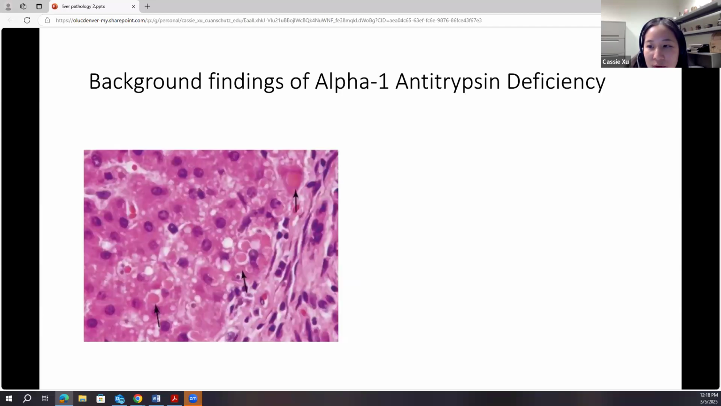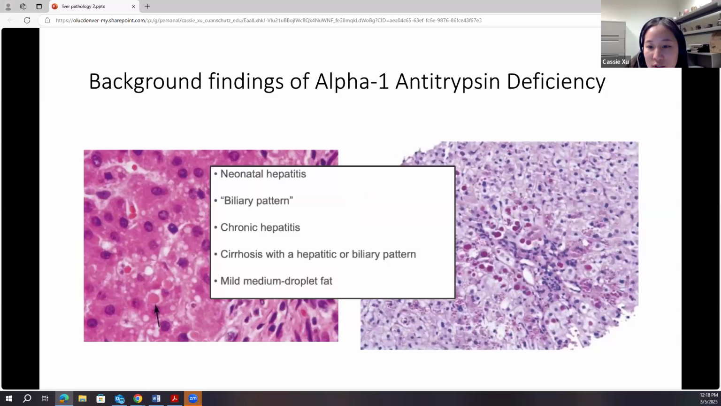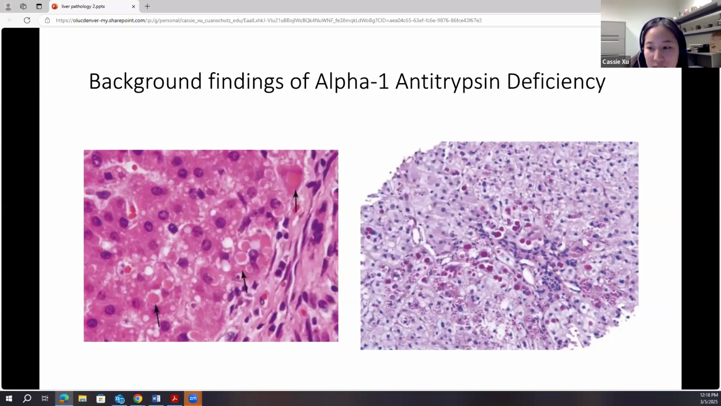And then in terms of background findings for alpha-1 antitrypsin deficiency, there's really not a specific look. So you might see neonatal hepatitis in the background, a biliary pattern of injury, chronic hepatitis. You might just see cirrhosis. You might just see mild steatosis. These are just more examples of biopsies of alpha-1 antitrypsin deficiency.